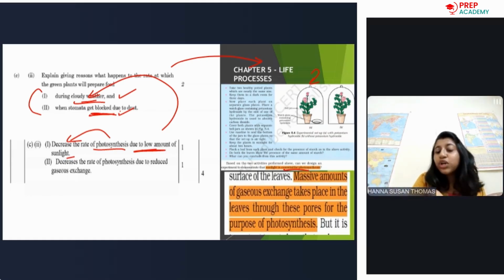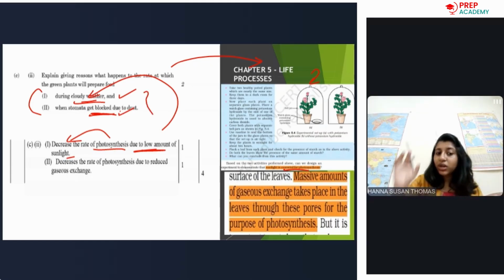So when stomata get blocked due to dust, what will happen? Gaseous exchange won't be happening, as in it will be reduced, right? If reduced gaseous exchange takes place, what will happen to the rate of photosynthesis? The rate of photosynthesis will also be reduced, right?